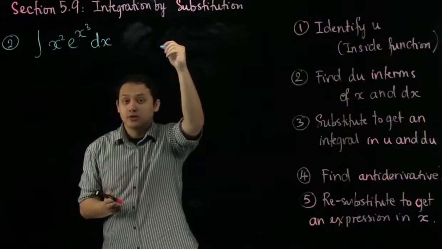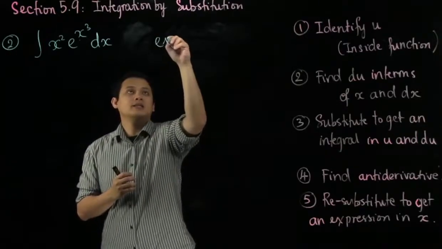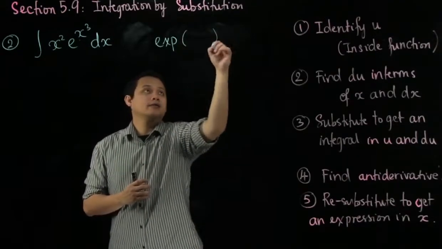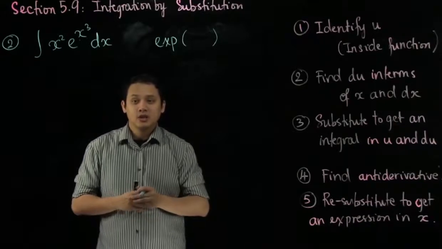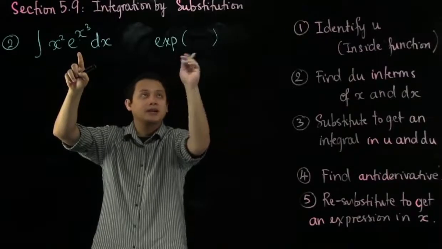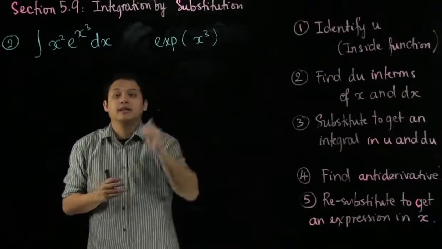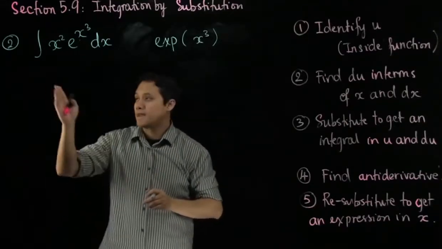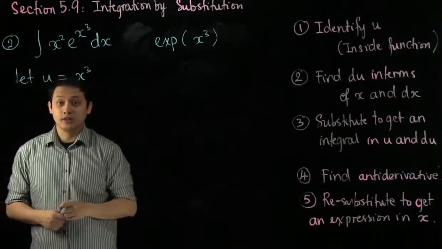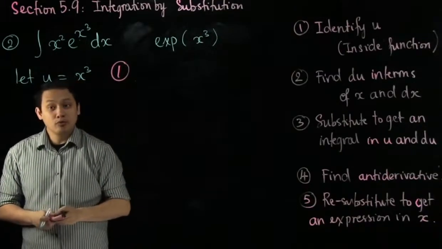Usually in computer science, or on the calculator, some calculators express e as exp, the exponential function, with parentheses like this. So e to the x cubed can be rewritten as exp of x cubed. So x cubed here is clearly an inside function. So let u equal x cubed, the inside function. That is the first step. So I'm going to mark here, this is the first step. Now move on to the second step.